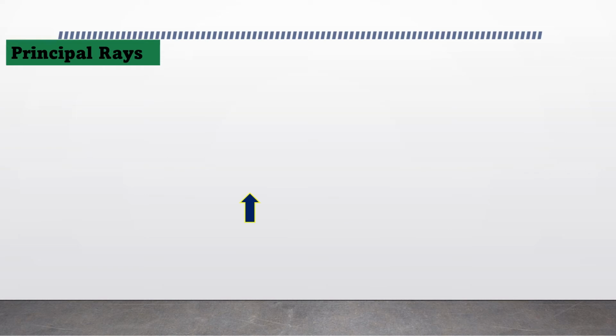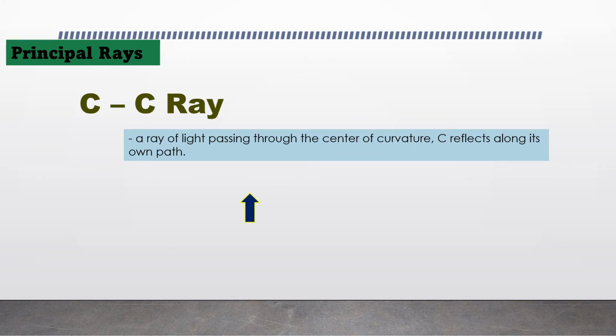For the C to C ray. C to C ray: a ray of light passing through the center of curvature, C, reflects along its own path. Here is a concave mirror, the principal axis, and the arrow is the object, then the vertex, focus, and the center of curvature. So the ray of light passes through the center of curvature.